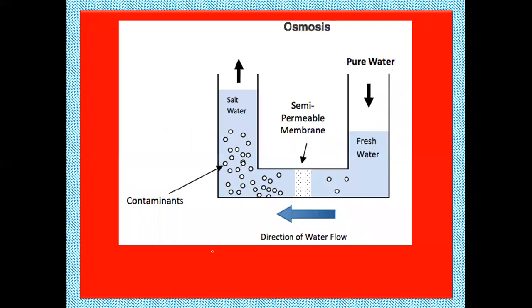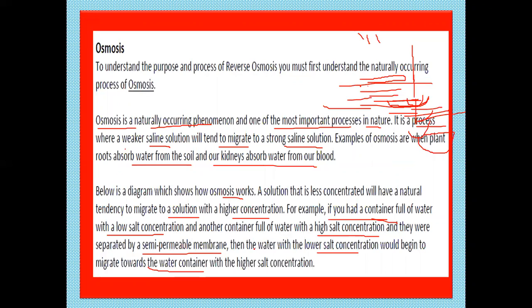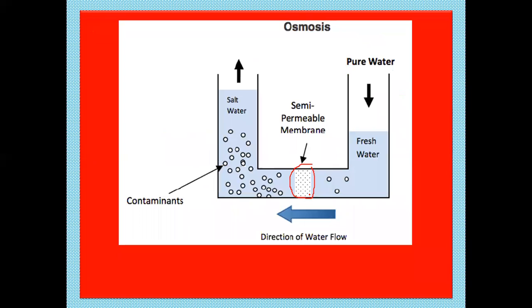Look at the figure, it is separated by a semi-permeable membrane, right? Then the water with the low salt concentration would begin to migrate towards the water containing the high salt concentration. So after doing the experiment, the water with low salt contamination would transfer into the high salt concentration. Understand? Okay. So this is the osmosis process.